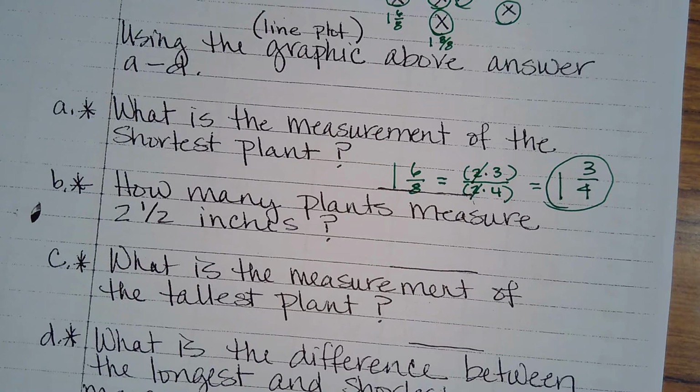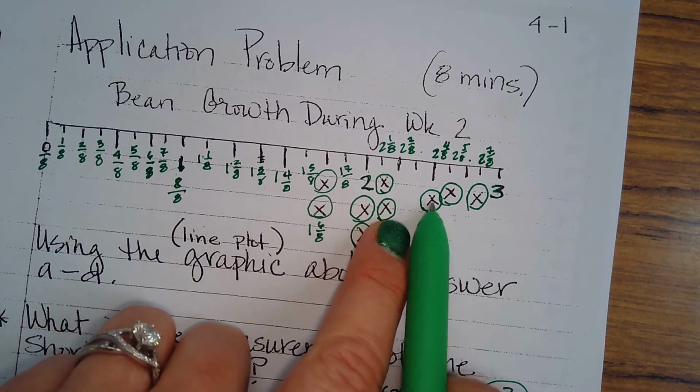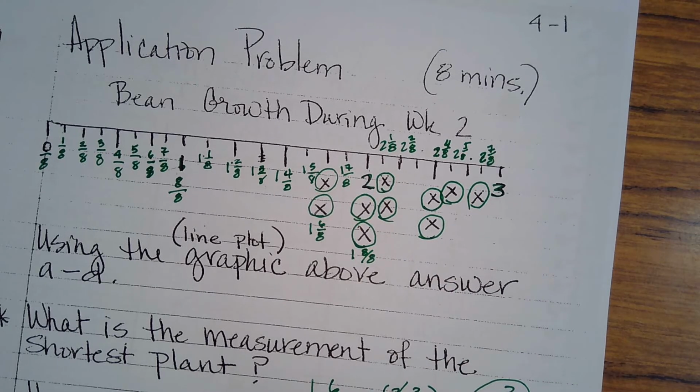All right. How many plants measure 2.5 inches? So up here, where is 2.5? How many plants measure 2.5? 2 plants.